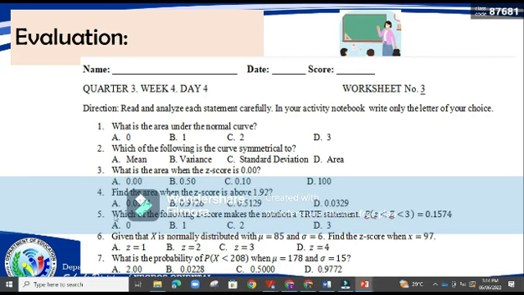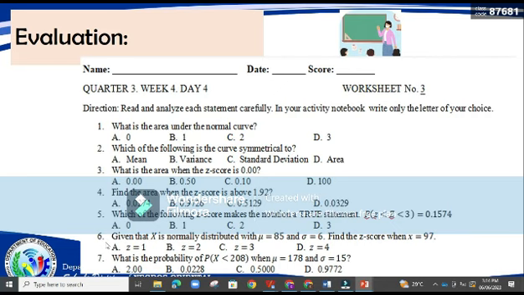Number 5, which of the following z-score makes the notation a true statement? The probability when z is greater than z but less than 3 is equal to 0.1574. A, 0, B, 1, C, 2, D, 3.